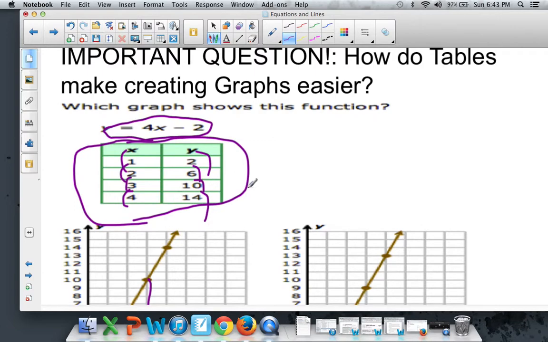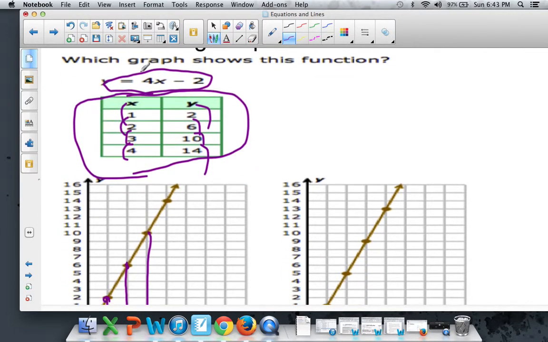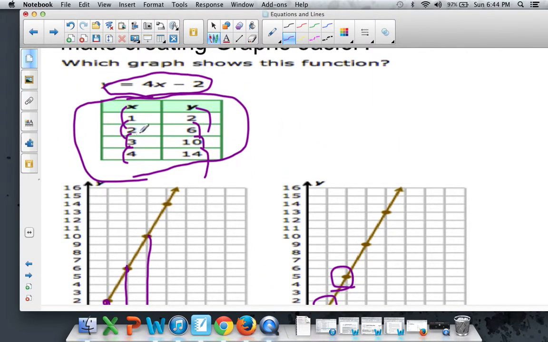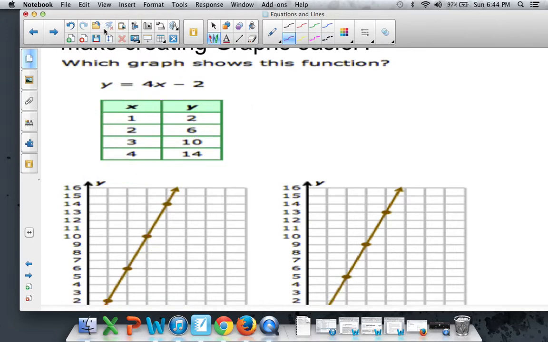So, which graph shows this function, this equation, this table? It's graph A. It's not graph B. Look, it's 1, 1 right there. And 2, 5. 1, 1 and 2, 5? Those aren't in the table. That's wrong. Get out of here.